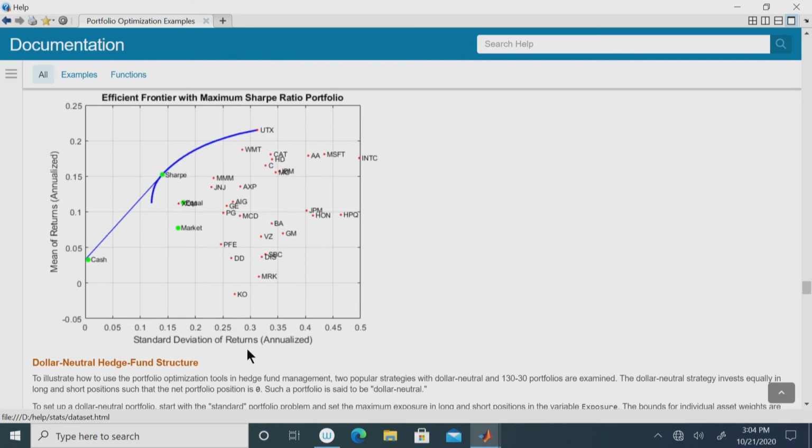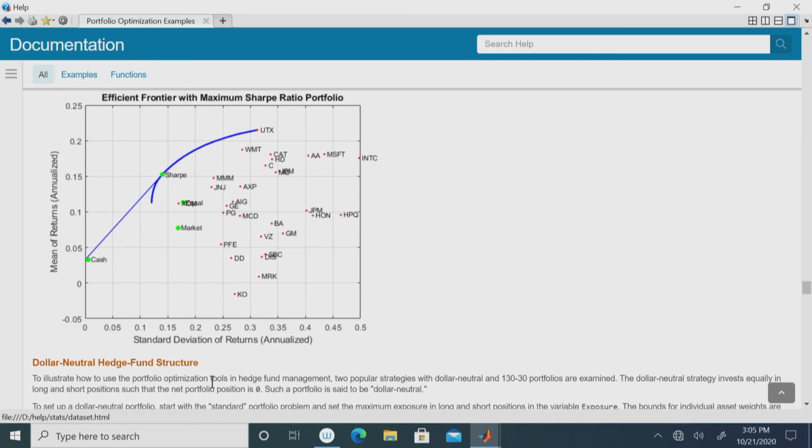So, I will just explain this in a narrative fashion, because this is something that we actually have not done in the lecture, but nevertheless it gives you an interesting insight into more sophisticated approaches of financial investment. And these are what is known as a dollar neutral hedge fund structure, and the second one is what we call the 130-30 fund structure. So, here these commands that will be done here basically make use of the portfolio optimization tools in hedge fund management.